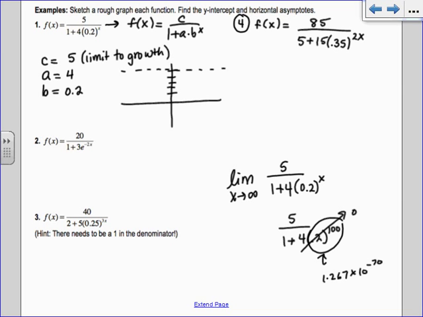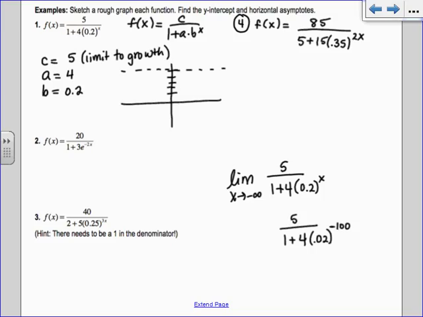Unless there's something strange, like maybe your original function had a -2 or something on the end of it, which it didn't, then the other horizontal asymptote is going to be 0. So let's think about that. If I'm talking about the left side of the graph, I'm not thinking about x going to infinity. Instead, I'm thinking about x going to negative infinity. This would become 5 over 1 plus 4 times 0.2 to the negative something.